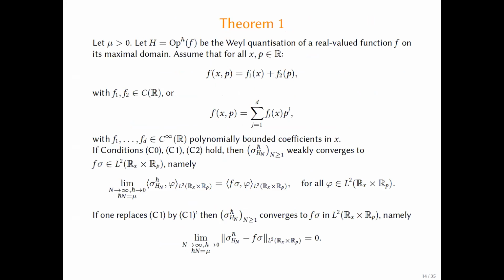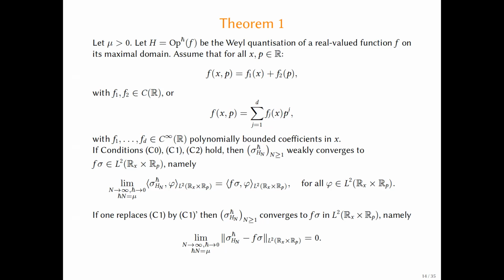Okay, so now that I stated some possible conditions, let us now look at the theorem. So what is the theorem? The theorem is that if mu is positive and H is the quantization of a certain function f, and if f is, we analyze two possible classes of functions that we can quantize. The first one is a function that does not mix x and p, so it's the sum of a function of x and a function of p, or a function that mixes x and p, but for instance is polynomial in p, and the coefficients are infinitely differentiable and polynomially bounded. Okay, so we allow these two kinds of functions for the quantization of the operator. For instance, all the Schrödinger operators are okay. Okay, and I will explain examples later.